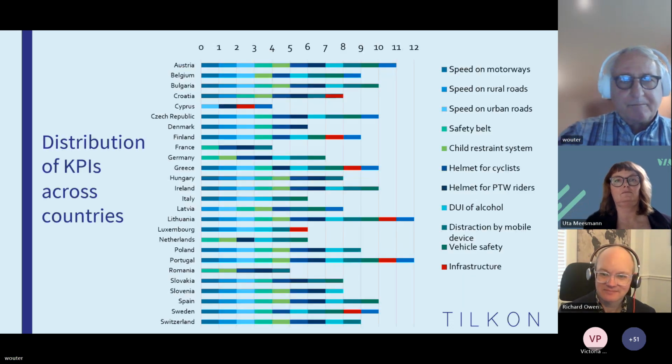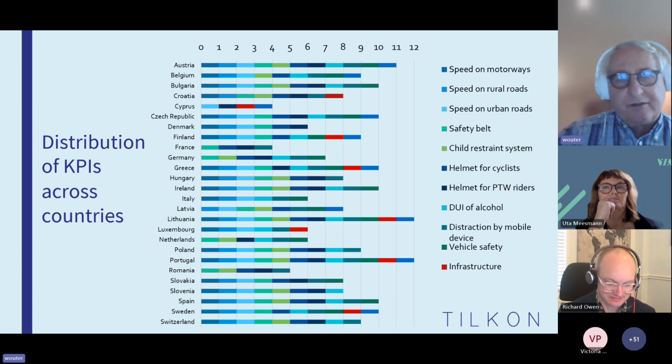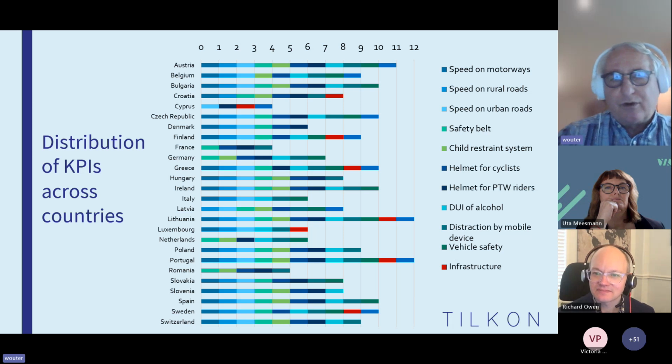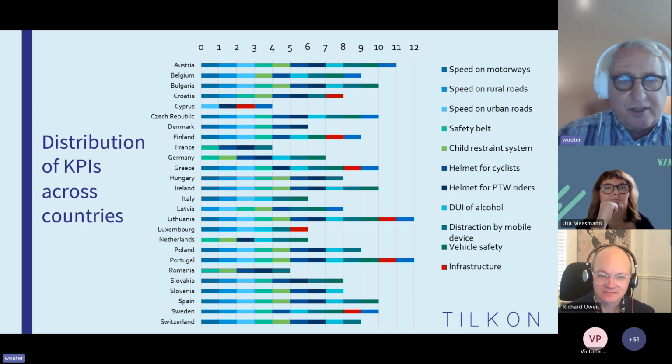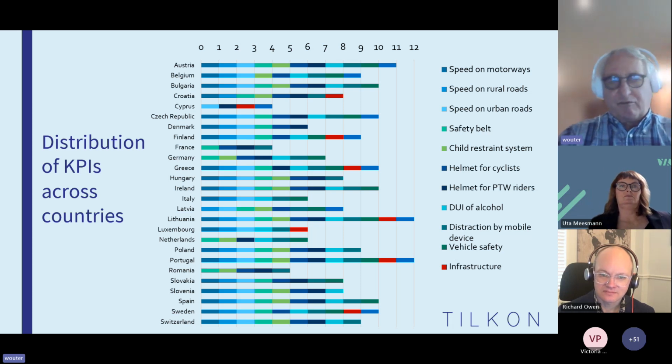Okay. And this gives an example with a strange graph. You see on the horizontal line are the countries, and every color represents an indicator or a subcategory of an indicator. You see many countries like Austria, Greece, Lithuania, Portugal, they have almost all the indicators, but there are a few like Cyprus, Italy and Luxembourg with only 4 or 5.